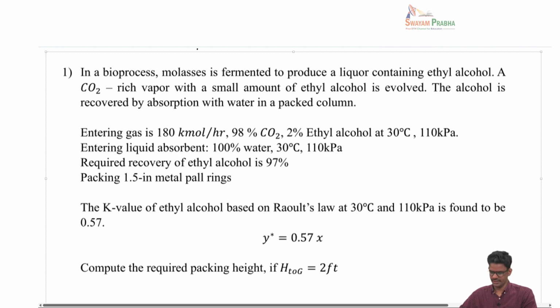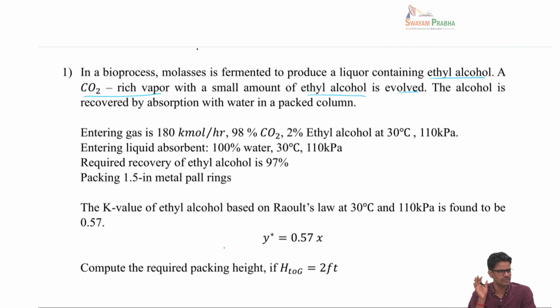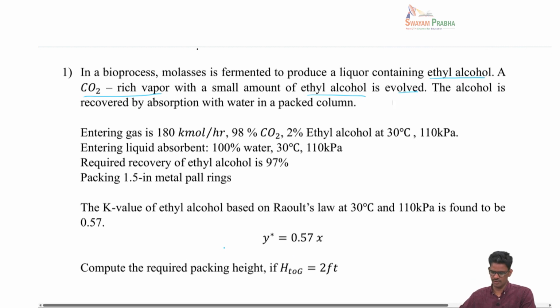The question goes something like this: in a bioprocess, molasses is fermented to produce a liquor containing ethanol, or ethyl alcohol. A CO2 rich vapor with a small amount of ethanol is evolved. So basically you have a gas which is mostly CO2 but also contains some amount of ethyl alcohol. The ethanol is recovered by absorption with water in a packed column. So that's the overall problem.